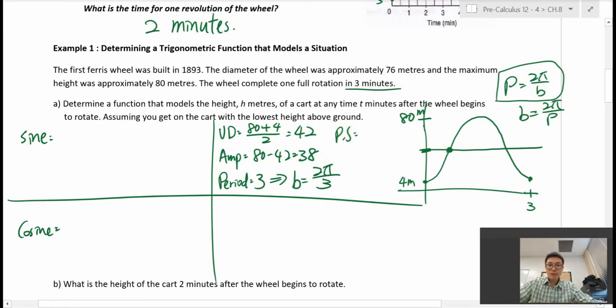Finally, we can find the phase shift. Phase shift is simply how far away we are from our new sine starting point, because that's where it starts, the middle, and it goes up. If you continue to go, it doesn't go lower anymore. It's going to go up like that. So that'll be one full cycle, and this will be 3 minutes.